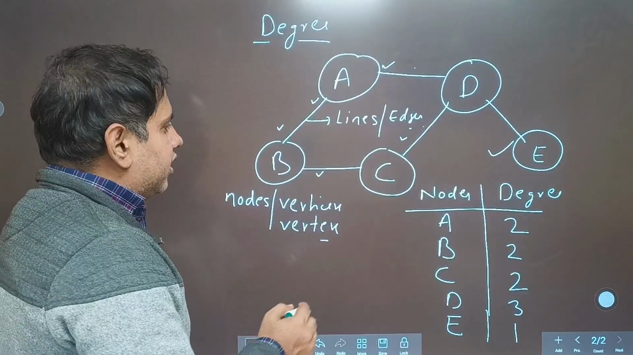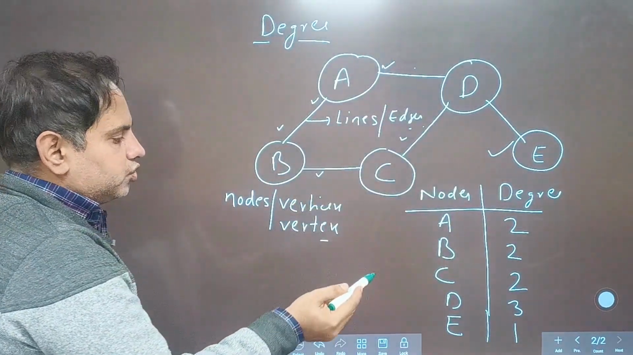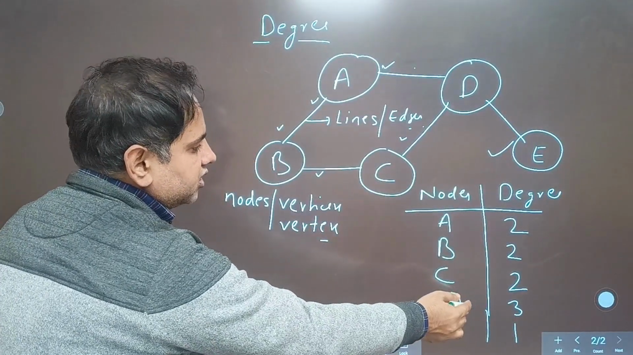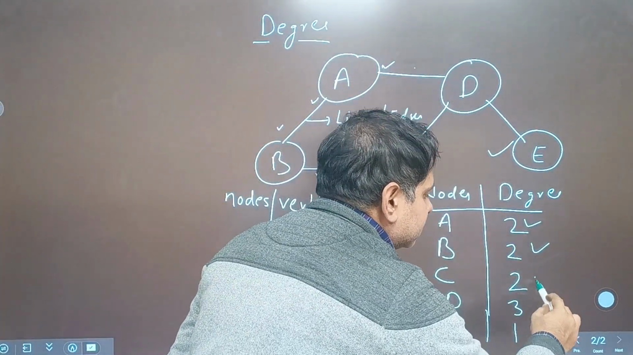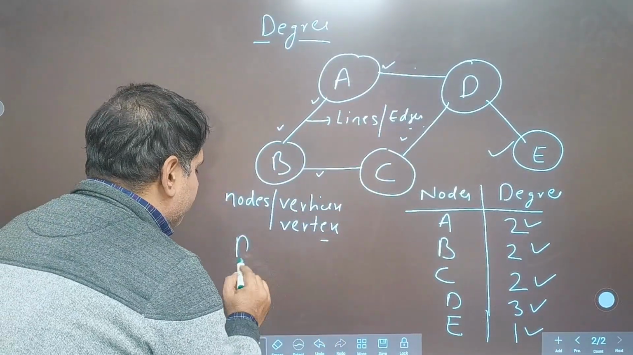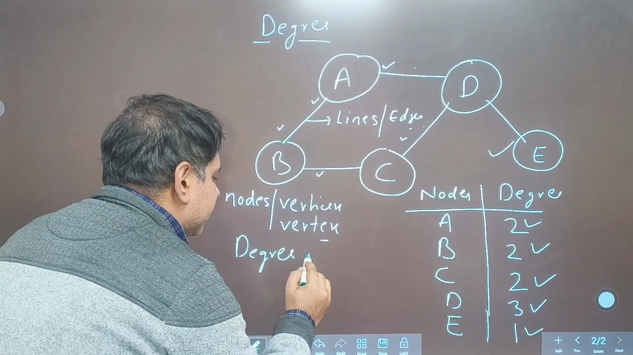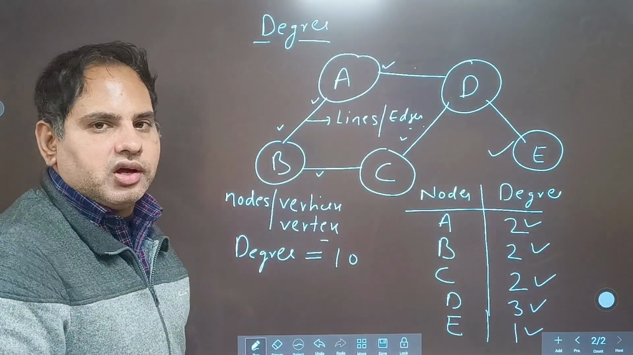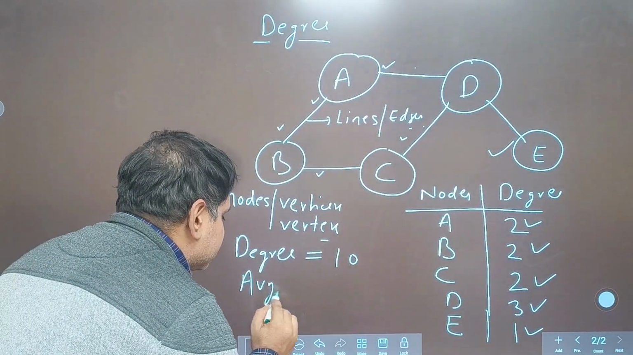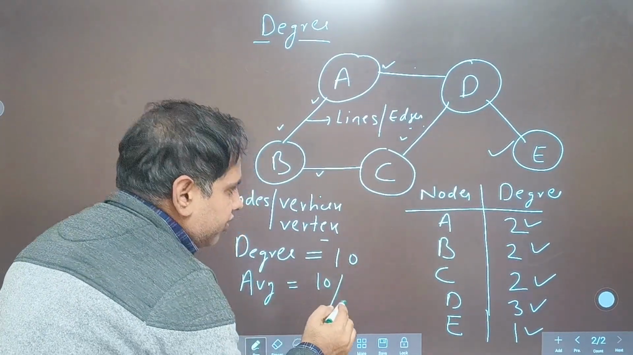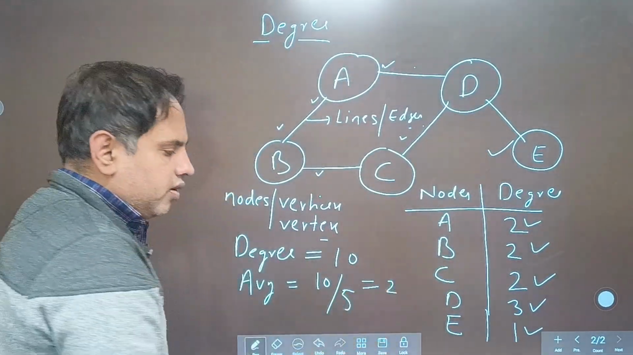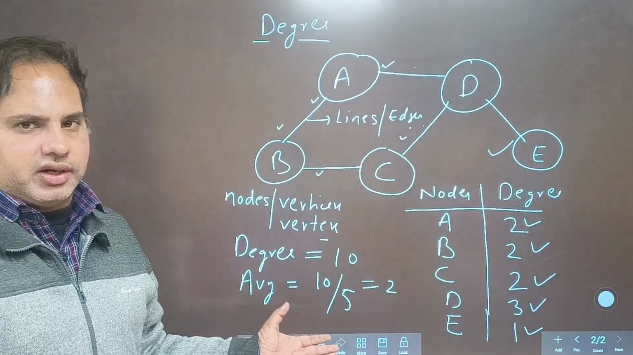If you want to calculate the total degree of this network, it is very easy: you just sum all these degrees. 2 plus 2 is 4, plus 2 is 6, plus 3 is 9, plus 1 is 10. So the total degree of this network is 10. To calculate the average degree, it is 10 divided by the number of nodes, 1, 2, 3, 4, 5. There are 5 nodes, so the average degree is 2. It's very easy to calculate.